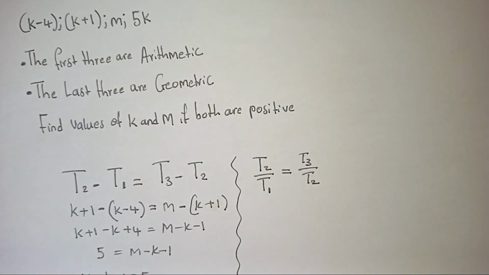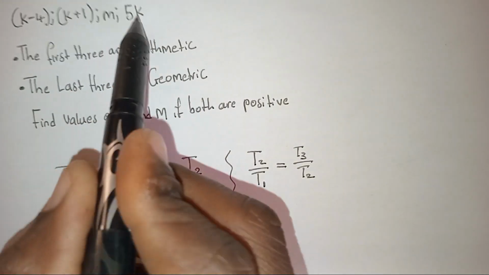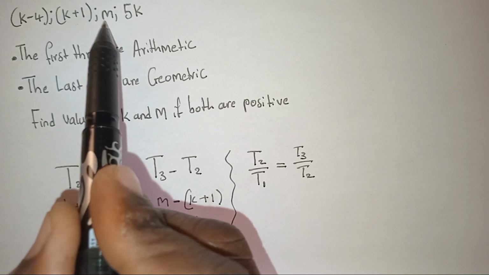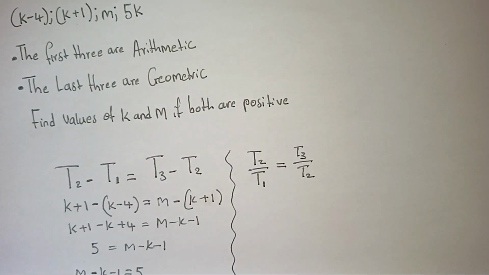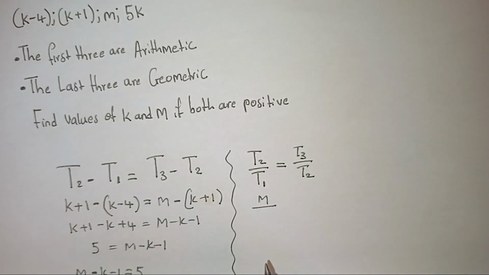Now, what is our term 2? Remember, our geometric sequence is the last three terms, so it starts here: 1, 2, 3. This is term 1, this is term 2, and this is term 3. What is our term 2? Our term 2 is m divided by, what is our term 1?